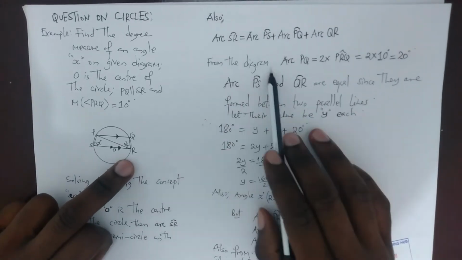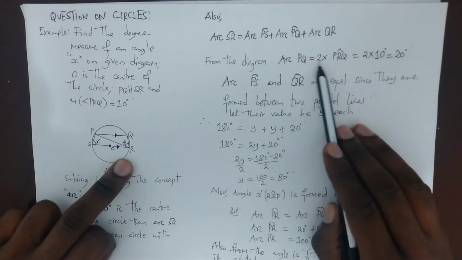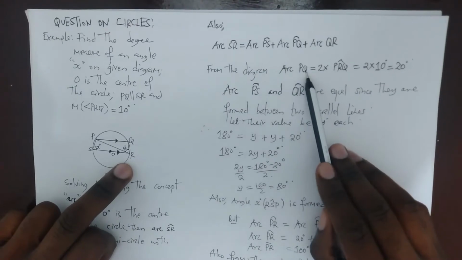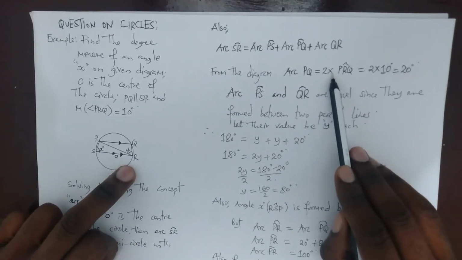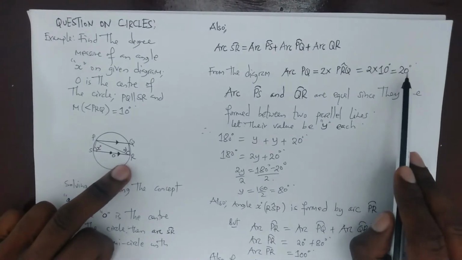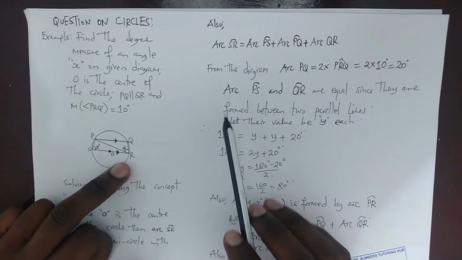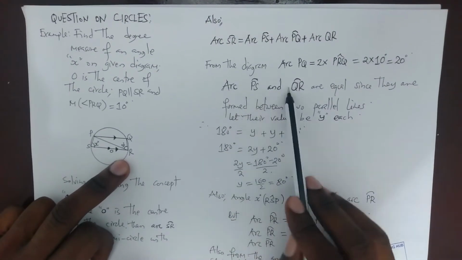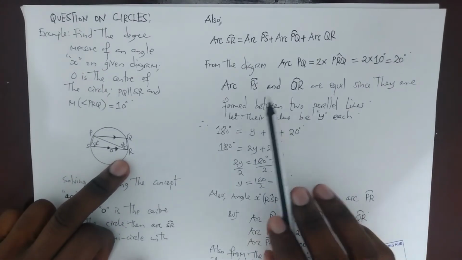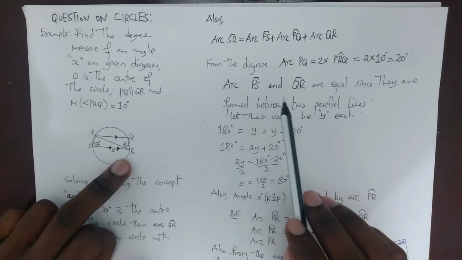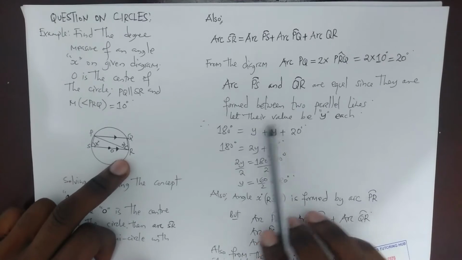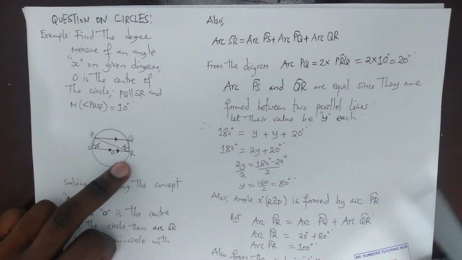From the diagram, arc PQ equals 2 times the angle PRQ. Therefore, arc PQ equals twice the angle, whose value is 10. So we have 2 times 10, which gives you 20. But remember, arcs PS and QR are equal since they are formed between the two parallel lines. If the arcs are formed between two parallel lines, those arcs have equal value. Therefore, we can let their value be y each.